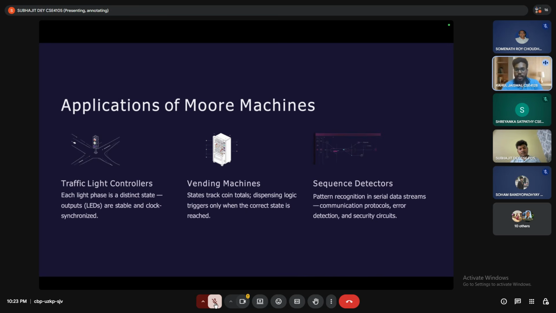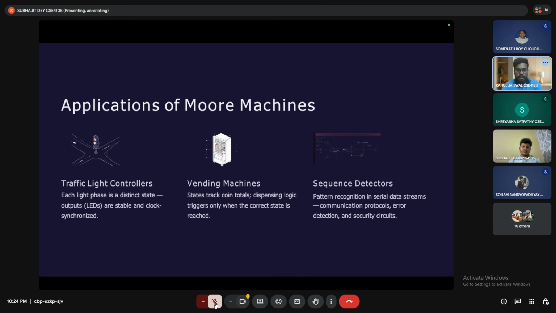Now for the second example, a vending machine. We have the same function overall, that there are states and there are outputs. The state represents the amount of money that is inserted in the machine, and the output is the item that will be dispensed from the vending machine, which happens when a specific state is reached. So for example, if you insert 5 rupees in the machine, it will give us a product out of the machine. So this is another example.